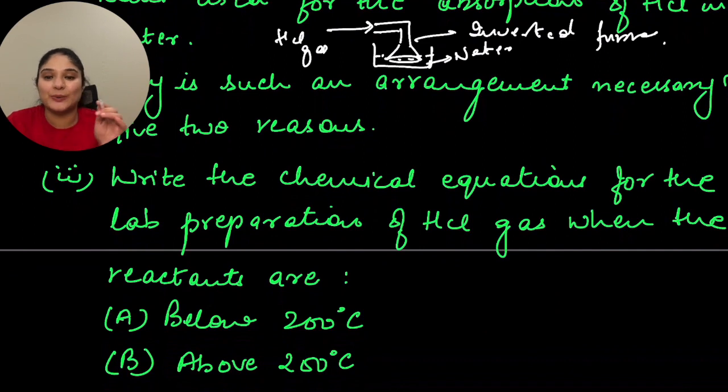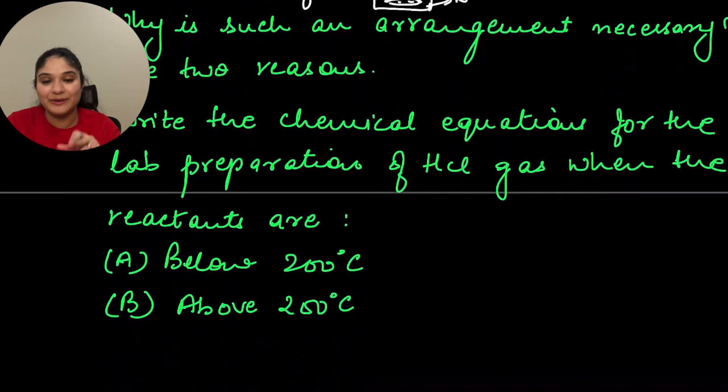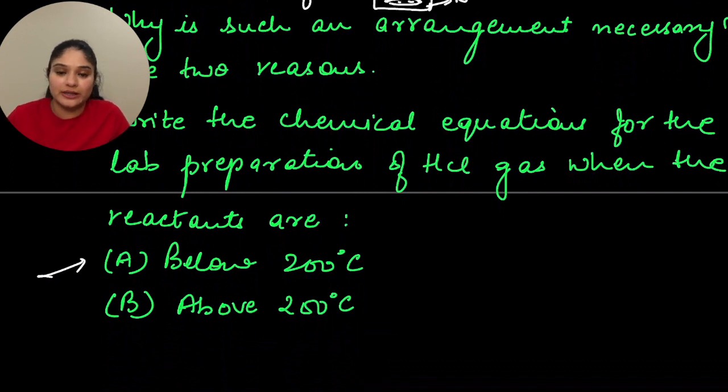Write the chemical equations for the lab preparation of HCl gas when the reactants are below 200 degrees Celsius and above 200 degrees Celsius. Students, this is a favorite question for the ICSE board. They ask this question a lot in very different forms. This can be asked as a single question only for below 200 degrees Celsius. They can ask you the reasons why you have to maintain it below 200 degrees Celsius. You can get this question in many forms. So let's quickly write the reaction.